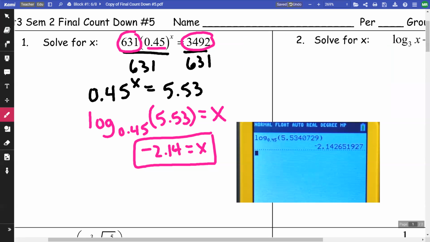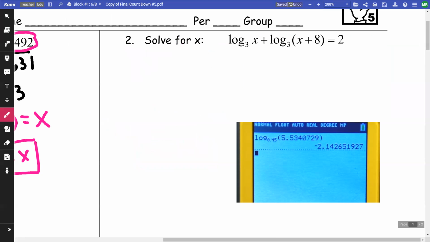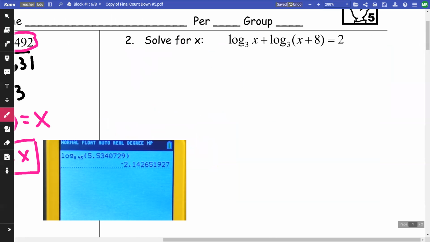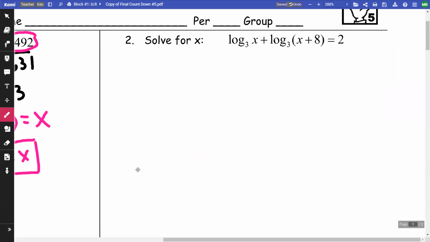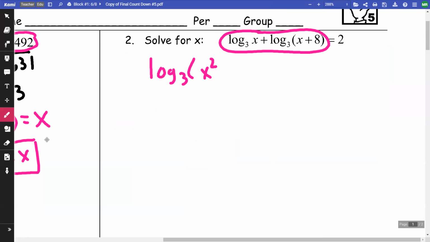Okay, next problem, number 2. So when I am doing this problem, I am going to get this to be a single logarithm. So this is going to be log base 3 of x squared plus 8x. When there's a plus, you can multiply what you're taking the log of, equals 2. I'm going to rewrite this in exponential form. So 3 to the power 2 is equal to x squared plus 8x.